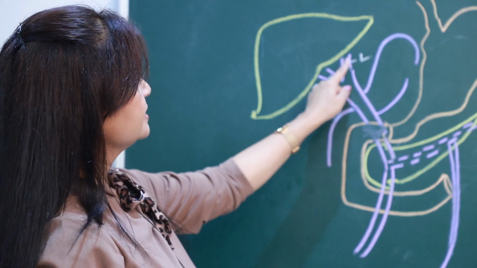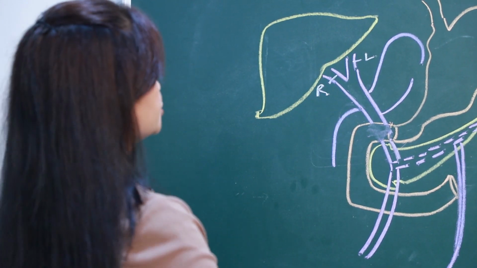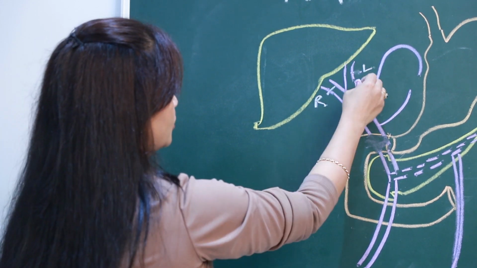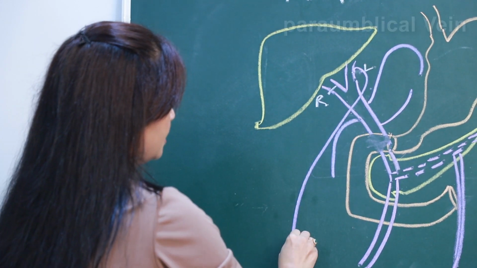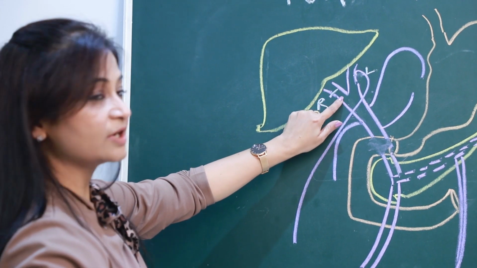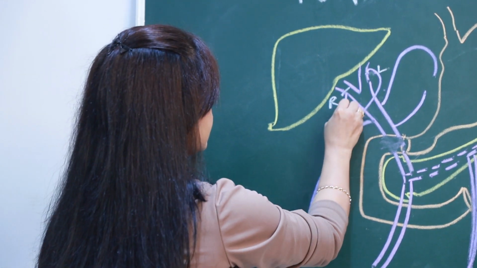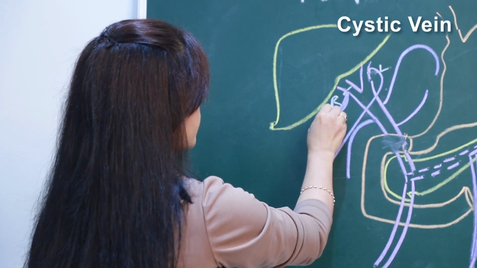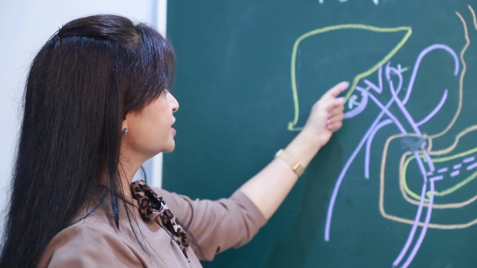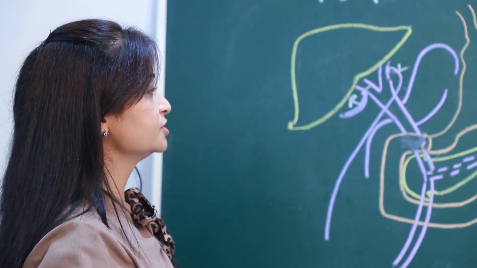Now we have already seen the left and right branches. So a branch draining into the left branch of the portal vein is the para-umbilical vein, and a branch draining into this right trunk is the cystic vein. So cystic vein and para-umbilical veins, both of which are tributaries draining into the right and left branches.